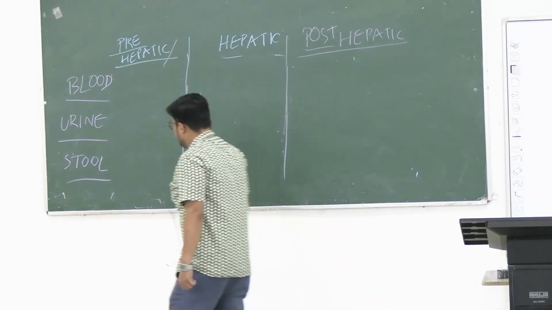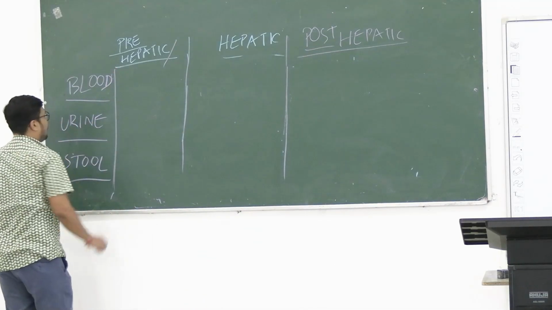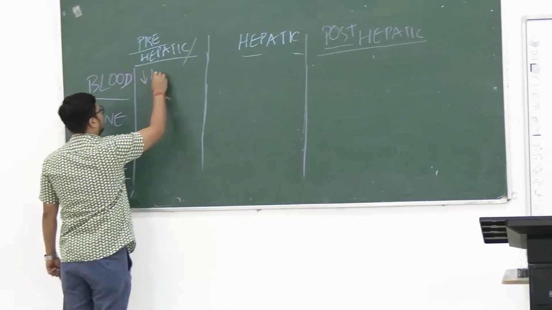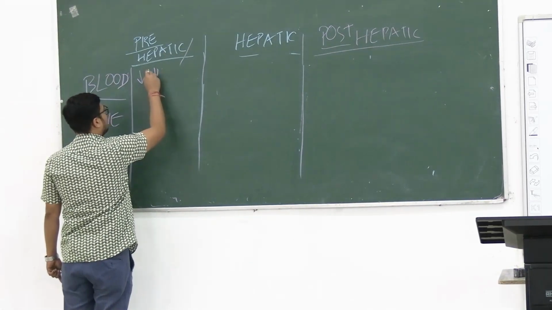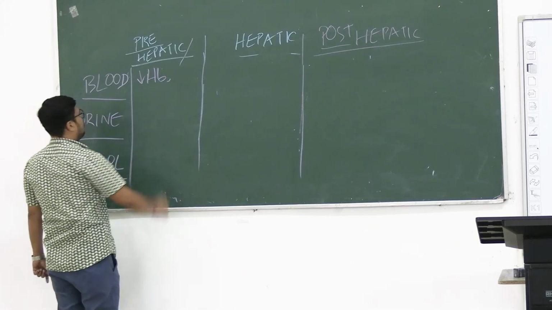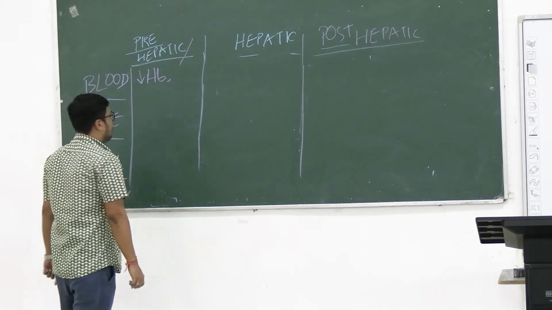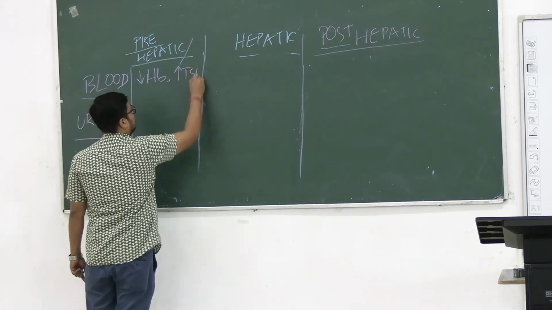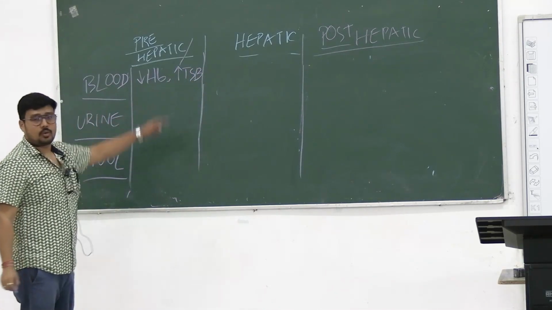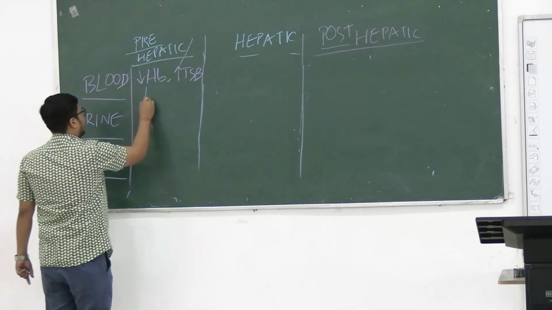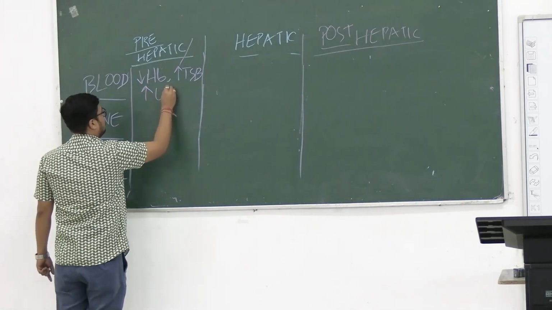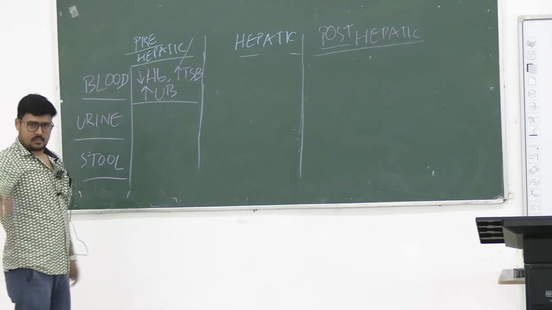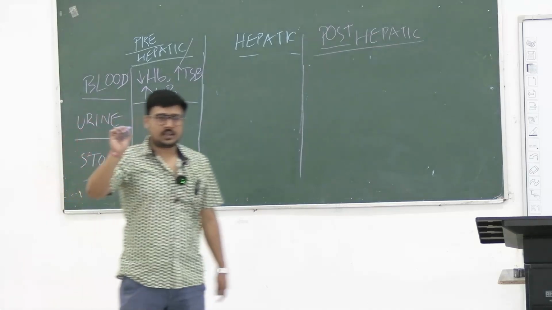So coming to pre-hepatic hemolytic jaundice, what are the possible laboratory findings? Low hemoglobin. Next, direct bilirubin will be less, but total serum bilirubin will be more, and unconjugated bilirubin proportion will be more. Okay?